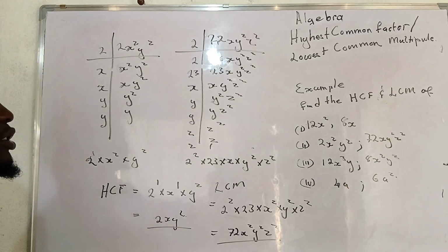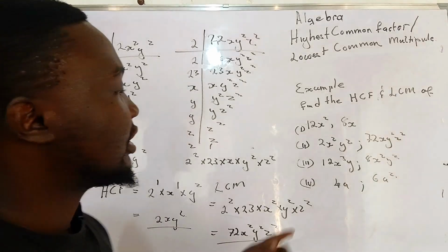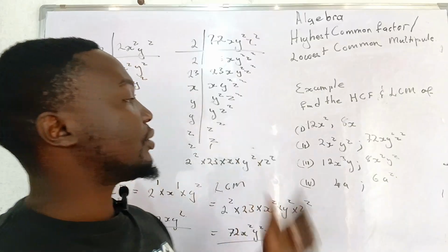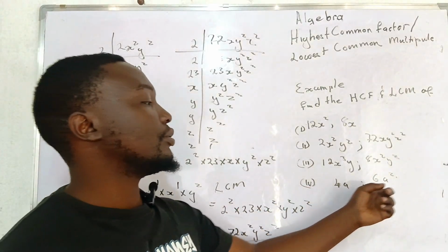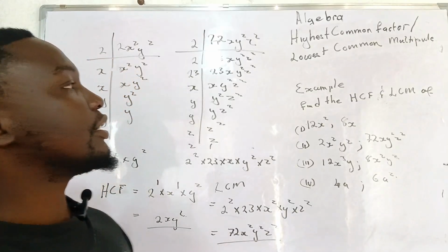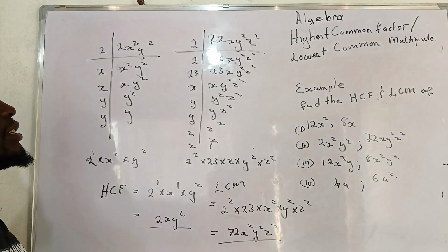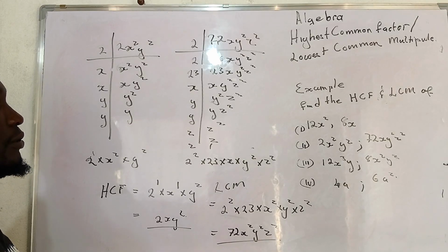So let's do the next. The next one is almost similar to the one that we've done, and the remaining one you can do in the comment section. So this is how we find the highest common factor and lowest common multiple of algebraic expressions.